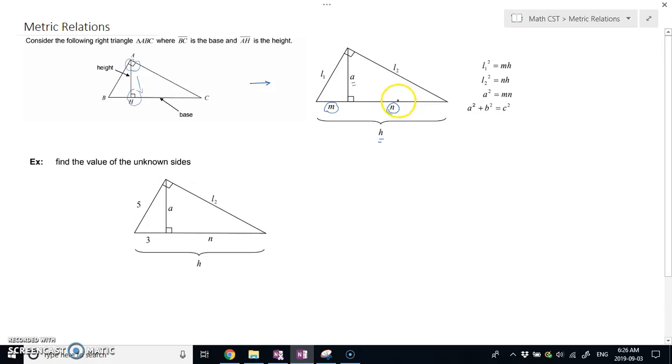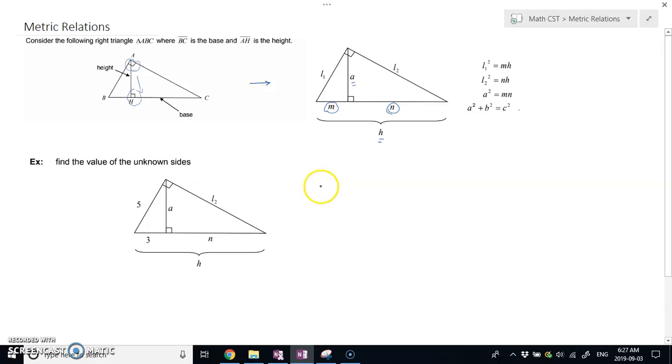While I haven't provided the derivation of this using similar triangles, this series of relationships of the various segments of a metric relation can be defined by this series of formulas to the right. L1 squared equals M times H, L2 squared equals N times H, and A squared equals M times N. And of course we have Pythagorean theorem at the end: A squared plus B squared equals C squared, that's both legs squared equals the hypotenuse squared, and you should be familiar with that.